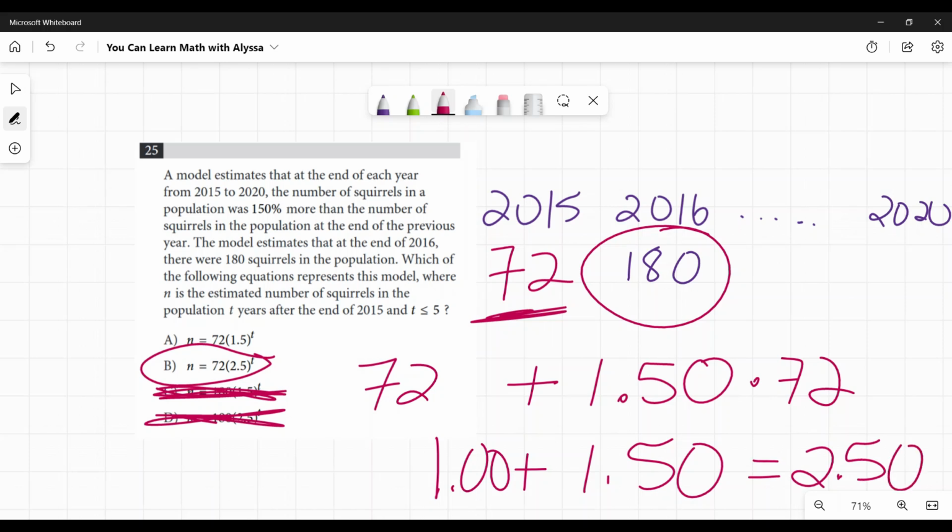So each year the total is 250% of the original, or you can say that as 150% more than the original. Again, that can be confusing and it can be easy to get tripped up. That's why I say here, once you figure out that 72 is the starting number, just go, okay, what do I have to multiply to get to 180? It's a really quick, simple way using your calculator to confirm it's 2.5. That's my answer, and move on.